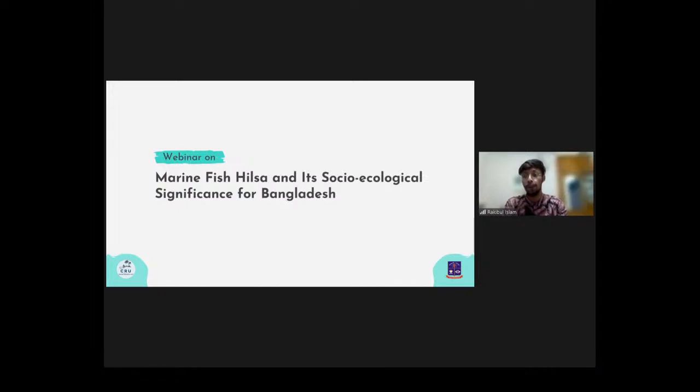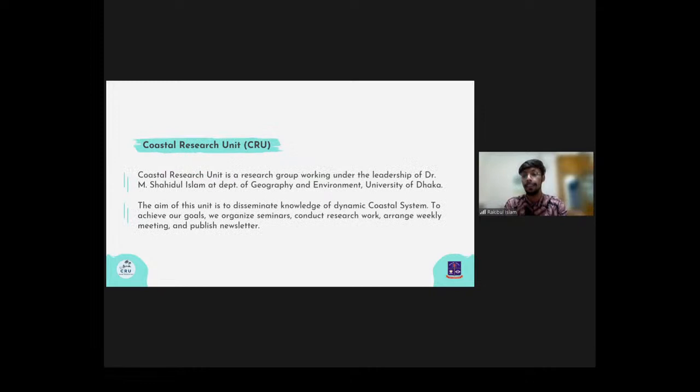As you may know, Coastal Research Unit is a research group working under the leadership of Dr. Muhammad Shahidul Islam, sir. The aim of this unit is to disseminate knowledge of dynamic coastal system. And to achieve this goal, we organize seminars, conduct research work, arrange weekly meeting, and publish newsletter.